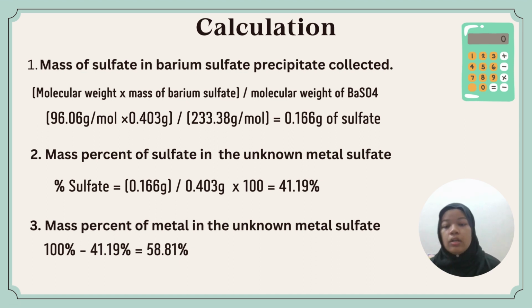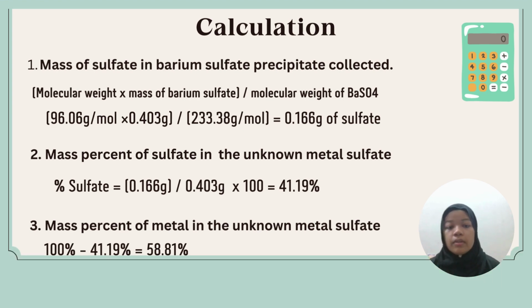The second one is to find the mass percent of sulfate in the unknown metal sulfate, which we do by dividing the mass of sulfate by the mass of barium sulfate and multiplying by 100%, which gives us 41.19%. And the last one is to find the mass percent of metal in the unknown metal sulfate, which we get by subtracting 41.19% from 100%, and we get 58.81%.